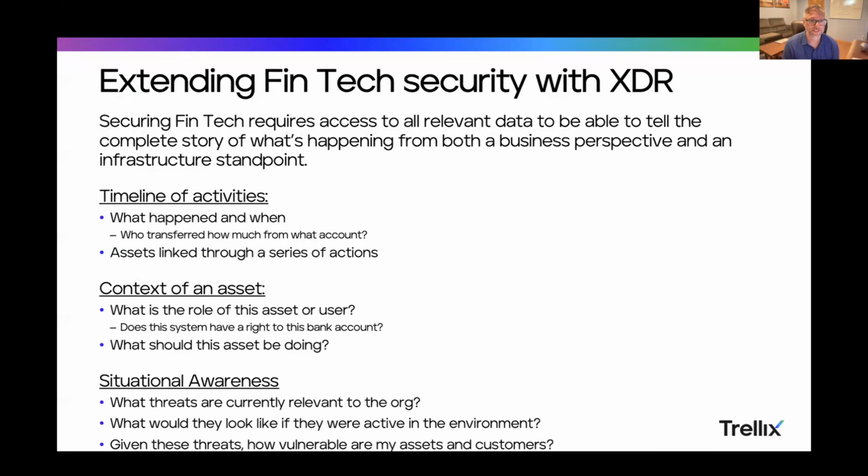So what does this mean on a timeline perspective? So if you have all this stuff coming through, you have to first establish a timeline of activities if you're trying to figure out what happened. And in this case, maybe it's who transferred how much and from what account. If you're going all the way down to the business level and trying to trace back through a specific incident, okay, what happened? What about that asset that's affected? Does this system have the rights to be using this bank account?